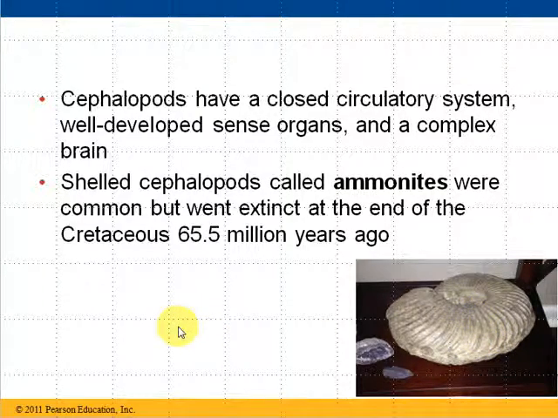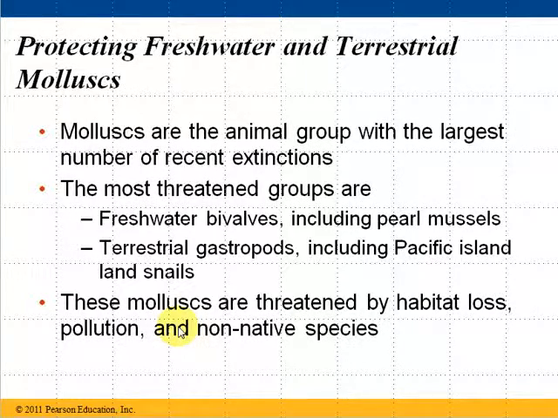Another important reason for us to take a look at the mollusks is because they are a very good indicator species. When the pollution levels get high and the environment begins to degrade, oftentimes it's mollusks that are the first to go extinct, and they are the animal group with the largest number of recent extinctions. The most threatened groups are freshwater bivalves, including pearl mussels, and terrestrial gastropods, different types of snails, including Pacific Island land snails, and these mollusks are threatened by the usual suspects: habitat loss, pollution, non-native species invasion, and the like.